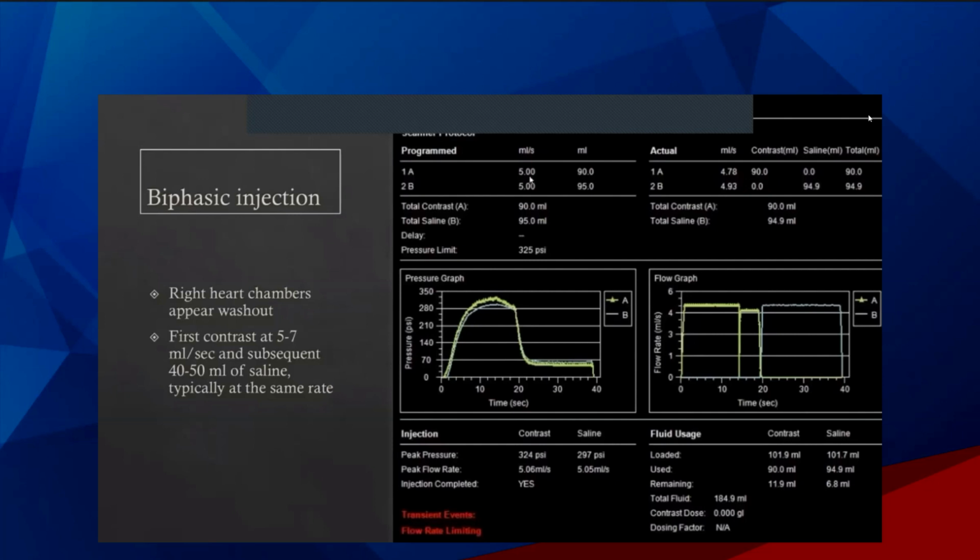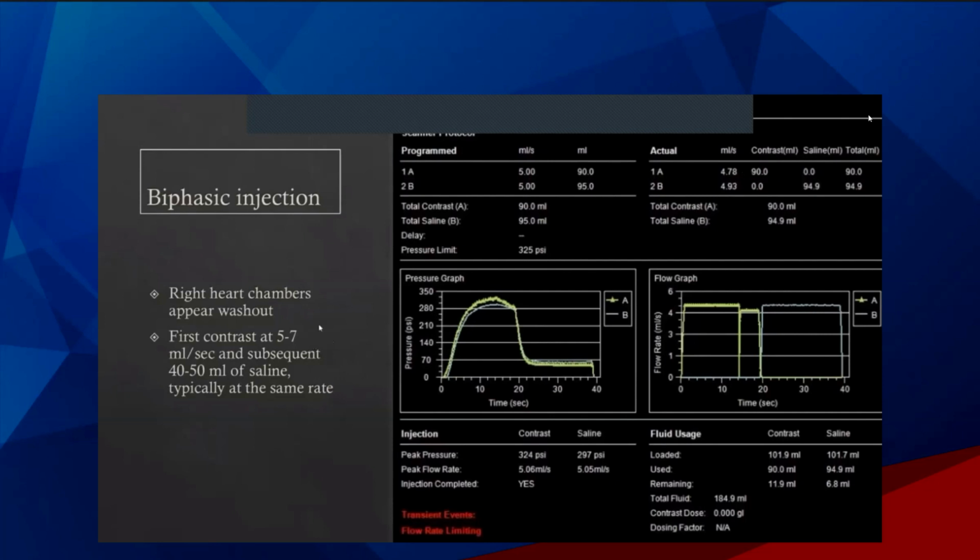This could have been a TAVR, pulmonary vein, or something like that. It could have been a larger patient with a coronary. And you can see the actual milliliters per second that the injector gave you. Most of the time it'll be close to 5, so you won't have any issue with that.